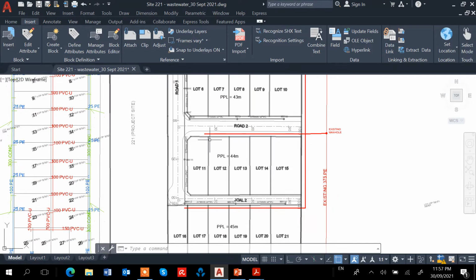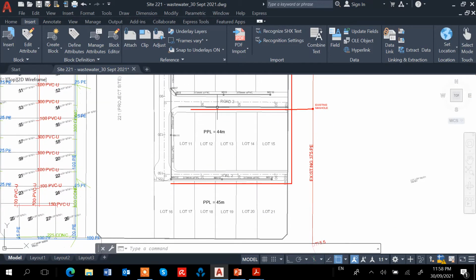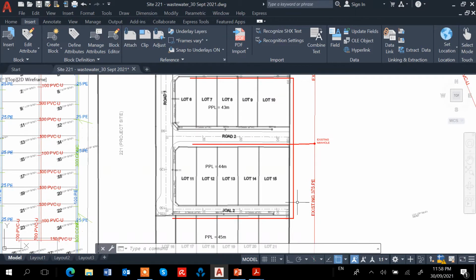For draw one, you'll be going inside the lots from lot 6 to 10, and for lot 2, the sewer pipe that will serve lot 11 to 15 will be along the road verge. Whereas for the sewer pipe down here along draw 2, it will be inside lot 16 to 21 as well.